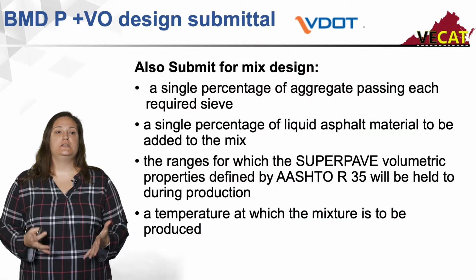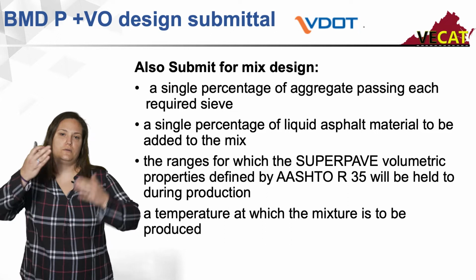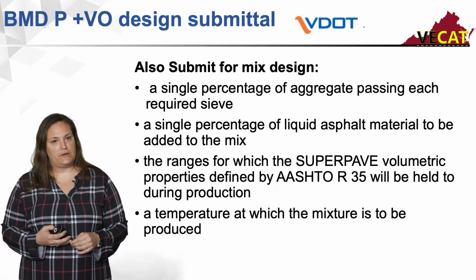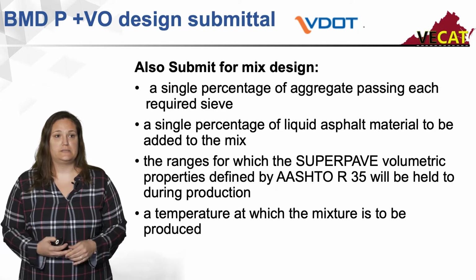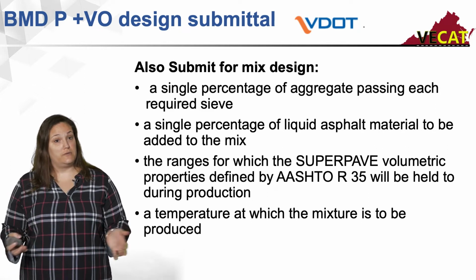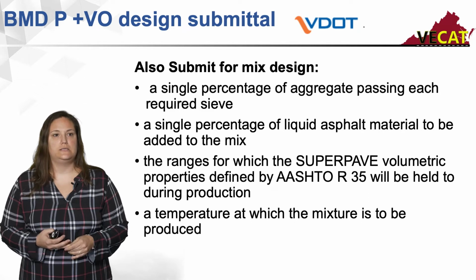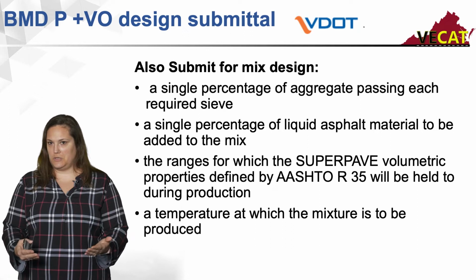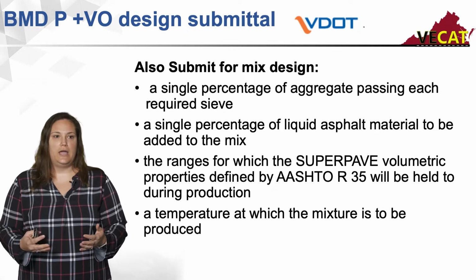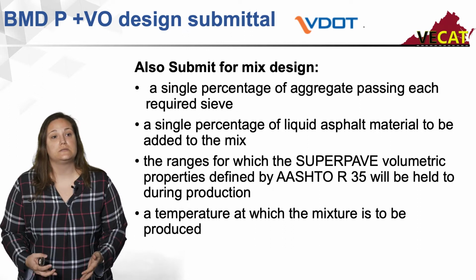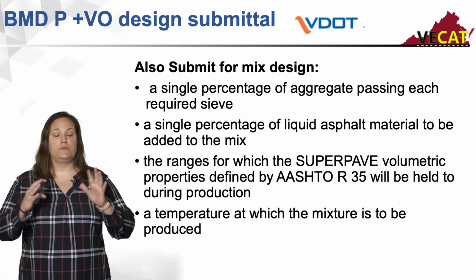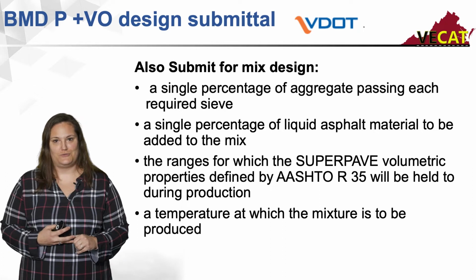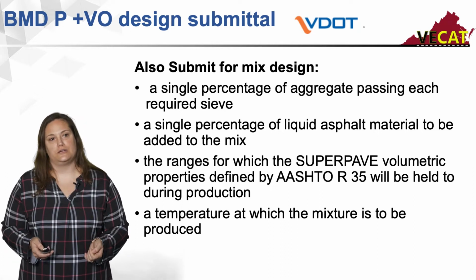So in addition, this is what will go on your cover page: your single percentage of aggregate passing the required sieves, so your spec sieves, and your single percentage of liquid, so your AC content design. Now the ranges for the Superpave volumetrics, everyone has already been doing that. It's required for the 211. And then the temperature of your mix for production is usually based on your manufacturer's specification of the liquid in the binder that you're using.